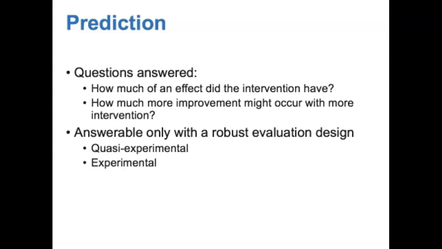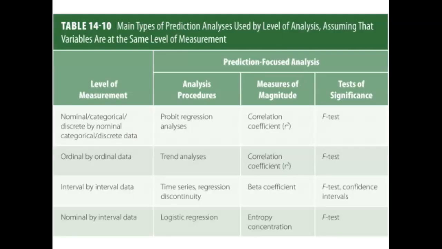Questions such as these are essentially causal questions. So, how much of an effect did the intervention have? How much more improvement might occur with more intervention? And in order to answer these causal questions, we will need a more robust evaluation design, something such as a quasi-experimental or experimental design. Table 14-10, shown here, summarizes key statistics that can be used to predict future outcomes.